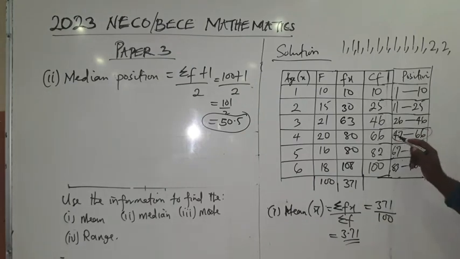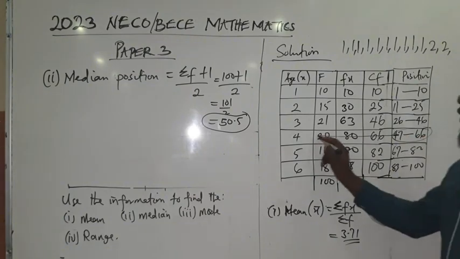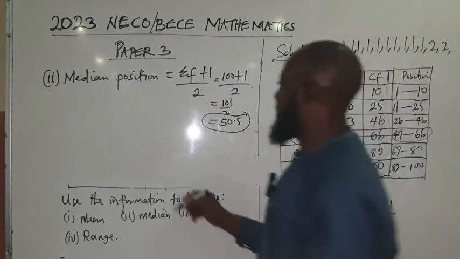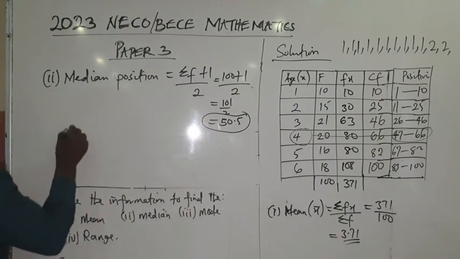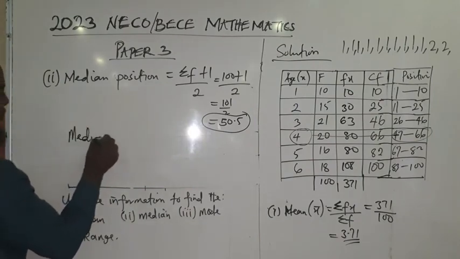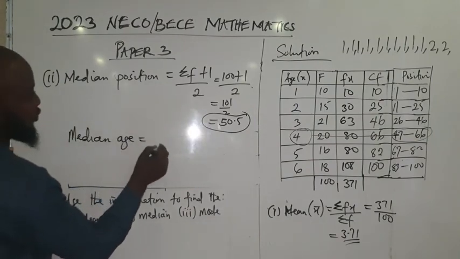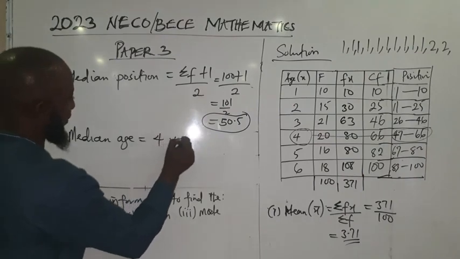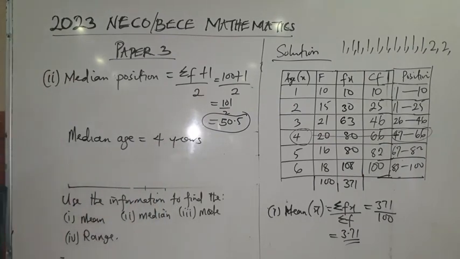So in that case, that age will be on what? 4. So which means median age now. Median age is what? 4 years. Median age is what? 4 years. I believe this is getting clear.